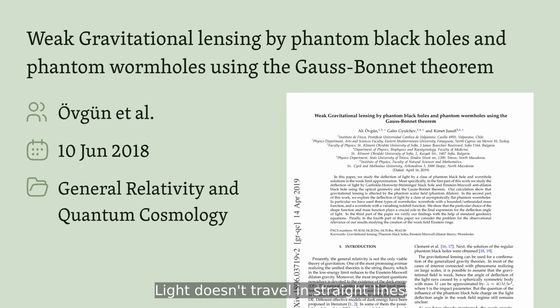Light doesn't travel in straight lines near massive objects. It bends. But what happens when that object isn't an ordinary black hole, but something more exotic? A phantom black hole or a phantom wormhole fueled by dark energy with negative kinetic fields.